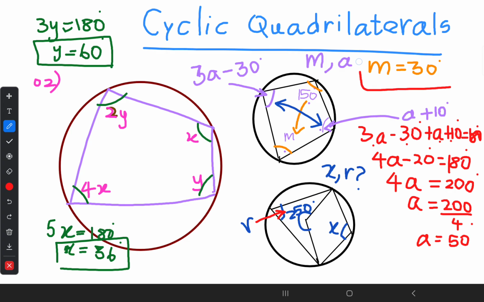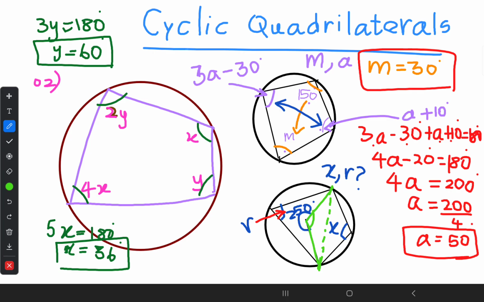We found our M as 30 degrees. That is a direct marked question. And A is 50 degrees. For the next question, here we have to use two theorems. First, when we consider these 2 points and connect them by using a construction line, we can consider this line as a chord of this circle. This chord is creating this particular angle in the center.